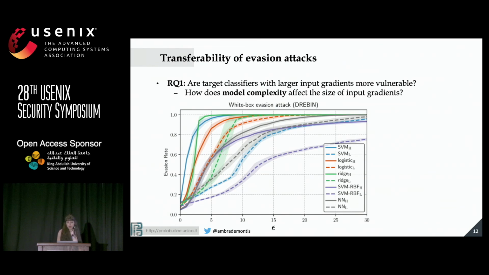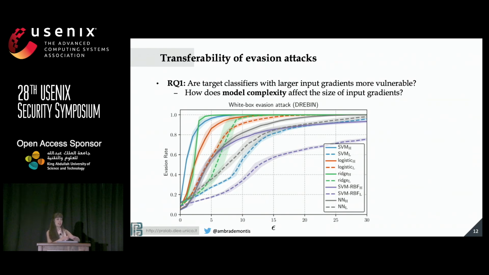Let's see just some experiments. An interesting research question is: are target classifiers with larger input gradient more vulnerable? Basically, this was one of the metrics that we devised. The problem is that we devised it under a linearity assumption, so it may not hold, and we verify experimentally that actually it holds. So here, that's a white box scenario, and basically we are measuring the evasion rate.